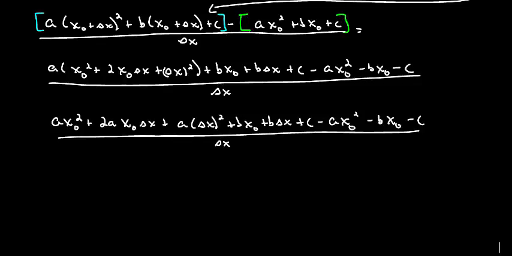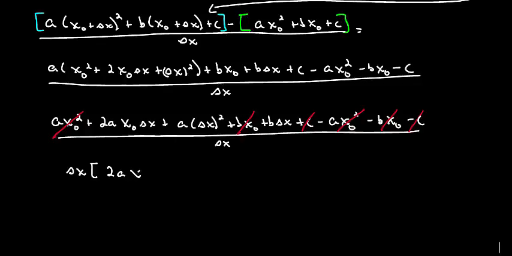But as long as we're consistent with our algebra and we're making sure our variable's in the right spot, we're good. Okay, so now what cancels? Well, the a x naught squared and the negative a x naught squared cancel. The b x naught and the negative b x naught cancel, and the positive c and the negative c cancel. So we're left with only things with a delta x in them. And so I'm going to factor the delta x out of the top, and I'm left with the following.